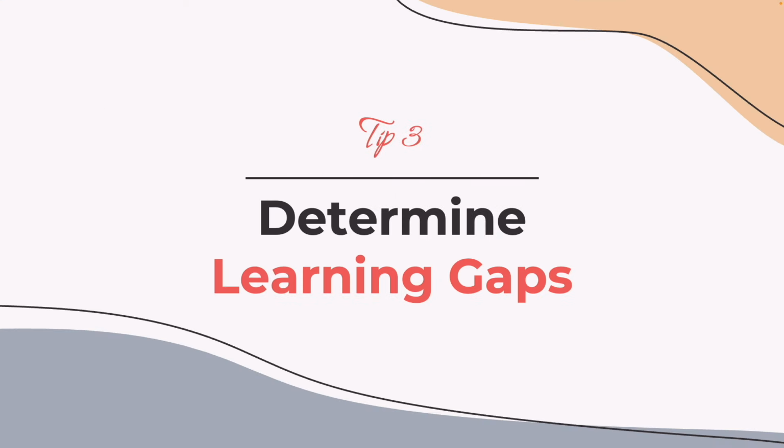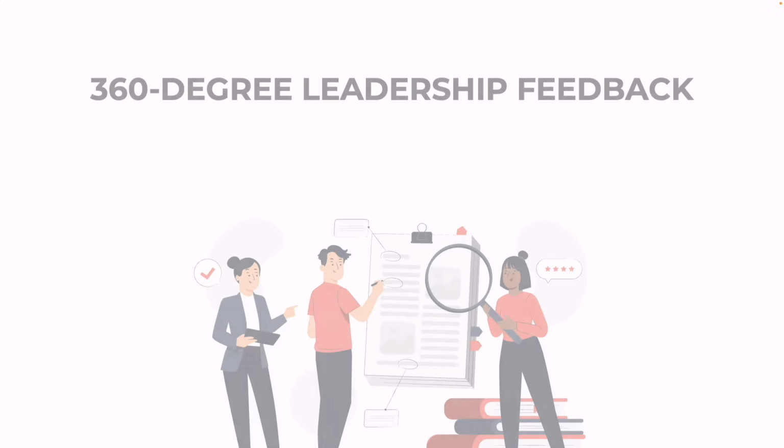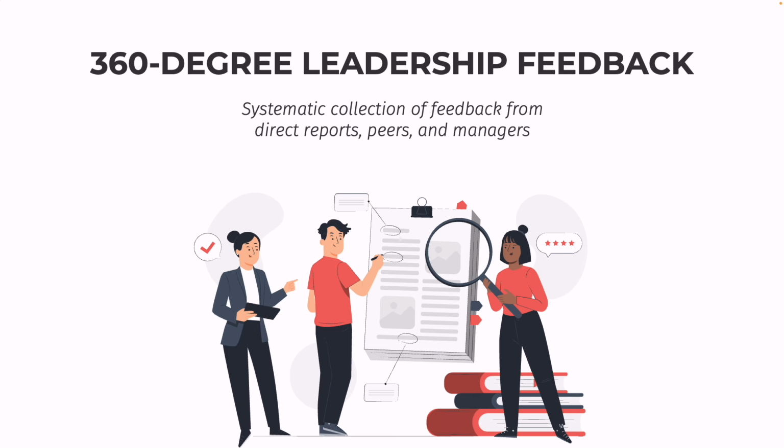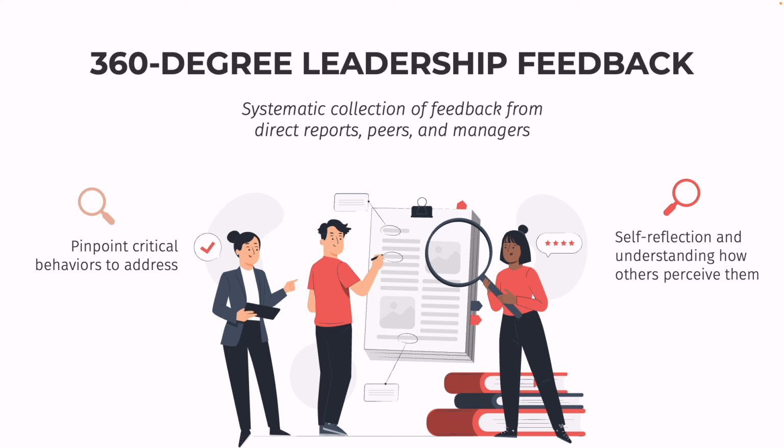Tip number 3, determine learning gaps. Since this is a development program, it's important to identify the current knowledge, skills, and performance and figure out the gaps with what we want them to achieve. This will help you determine where most opportunities for improvement lie. You can then use this information to develop the program's curriculum. As a starting point, consider introducing a tool like 360-degree leadership feedback. This is a systematic collection of feedback from direct reports, peers, and managers that will help you pinpoint critical behaviors you want to address. 360 feedback is an excellent tool for development. It allows leaders to self-reflect and understand how others perceive their actions.